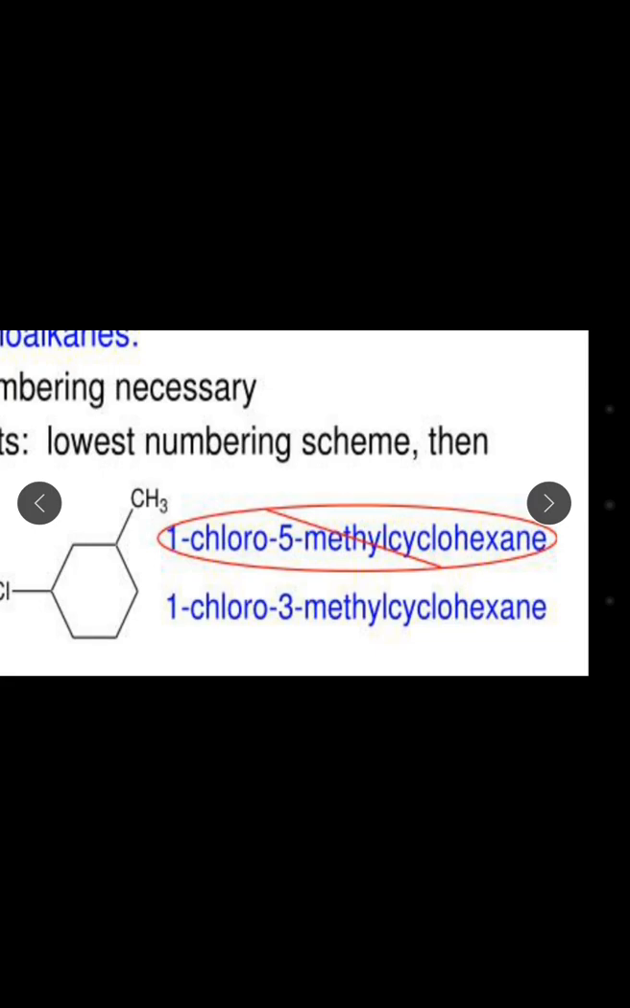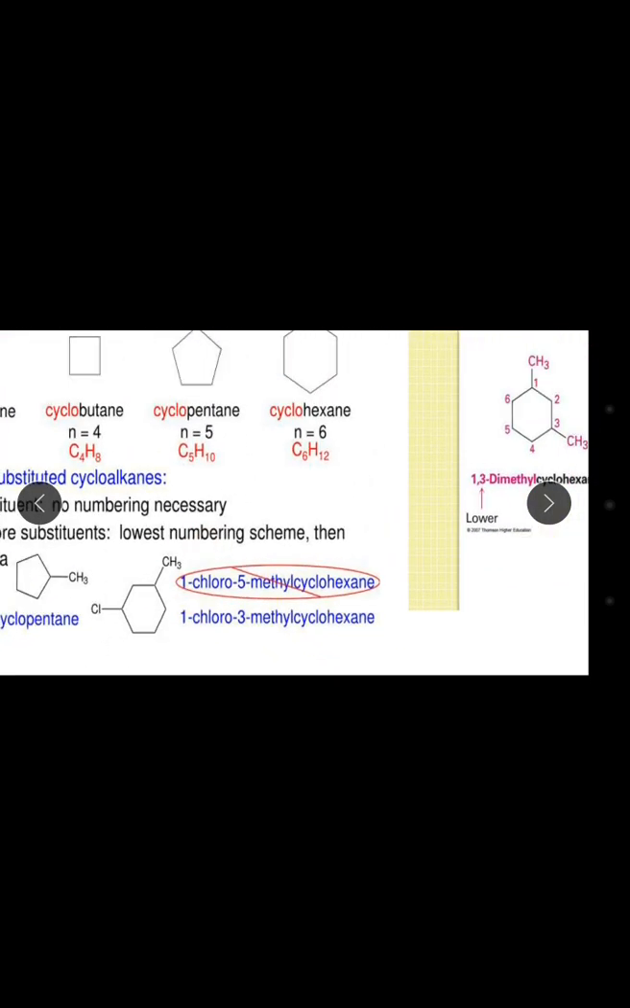So the way we number straight chain alkanes in such a way to give our substituent the lowest number is the same way we must go in cycloalkanes. I hope that is clear.